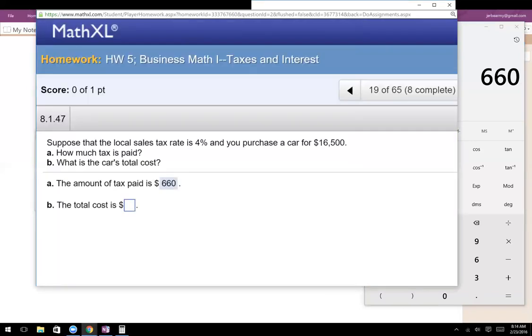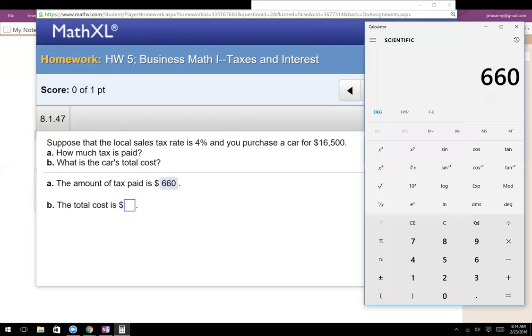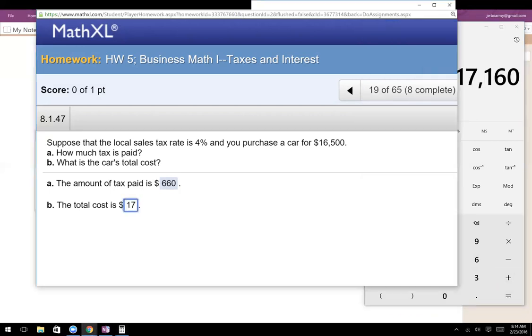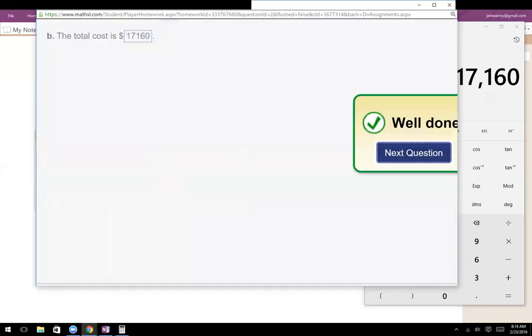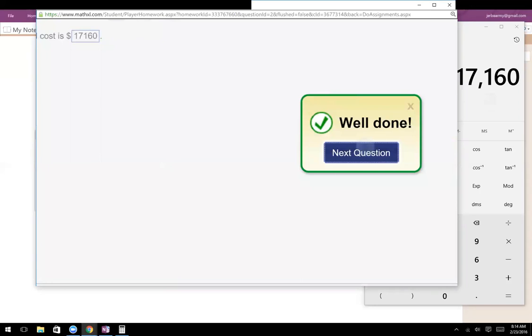which is really a lot less than reality because sales tax is like 8.25%. What do you actually have to pay for the car? You add the 660 to 16,500, so that's 17,160. Yeah. You don't actually have to give me a number. You can just tell me what to do. It's okay. Or you can give me a number.